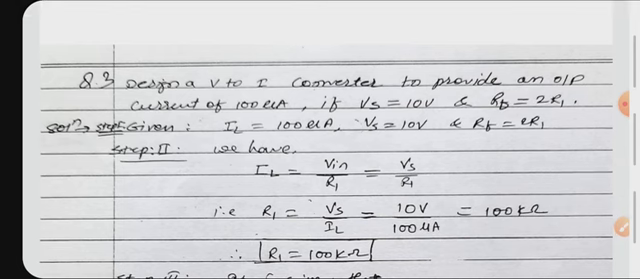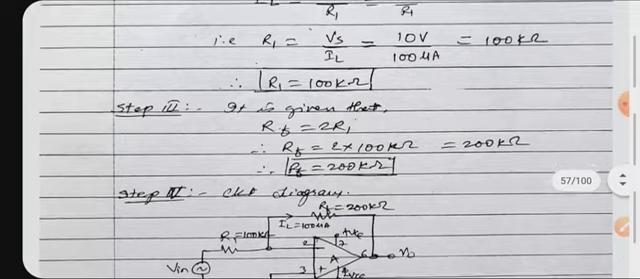Here in the problem it is not mentioned whether to design a grounded load or floating load V2I converter, so go for a floating load V2I converter whenever it is not mentioned in the problem.